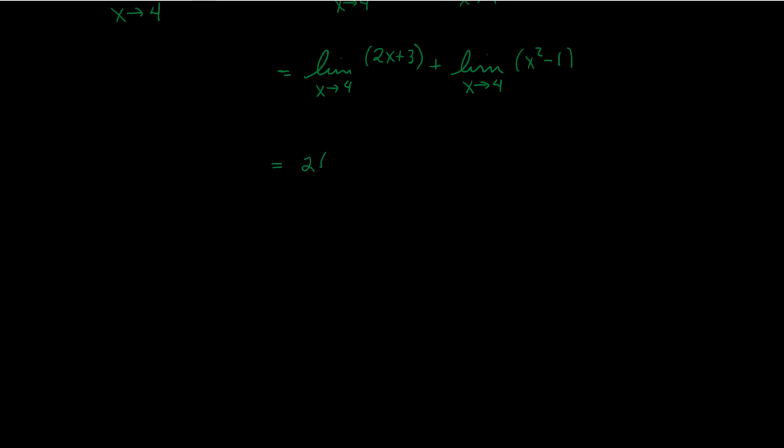And what we're going to have is 2 times 4 plus 3. That'll be the value of the limit from the first portion, plus, then we're going to have 4 squared minus 1, the resulting value from the second limit. And what this is going to give us is 11 plus 15, which is 26. When you have two functions being added together, in essence what this says is you can just do each function separately, get a value for it, and then add the resulting values together.